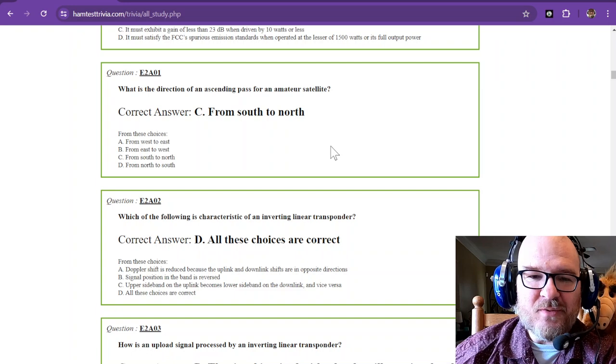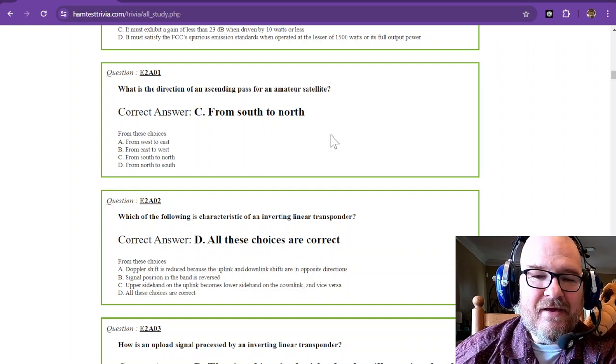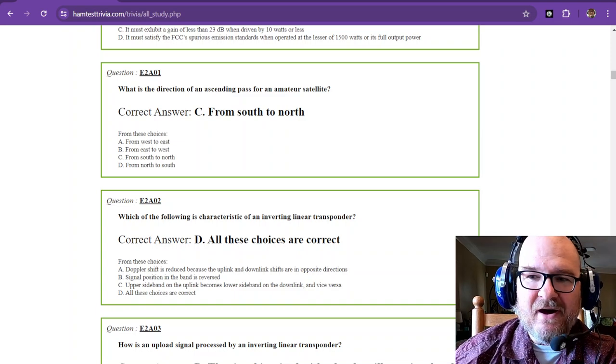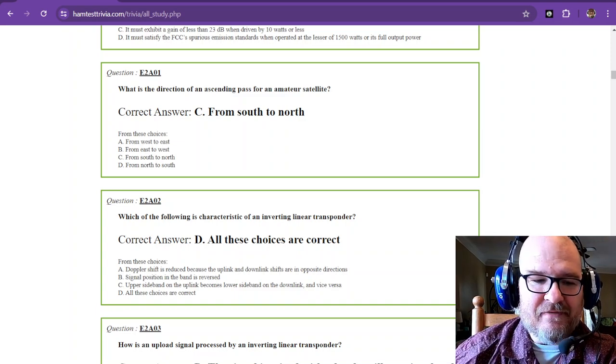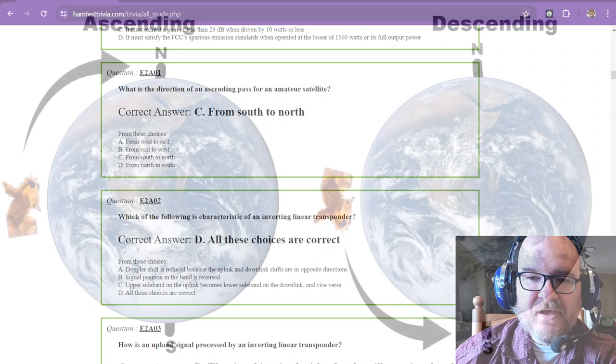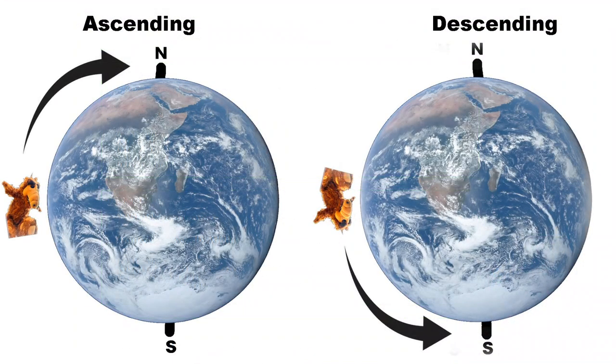What is the direction of ascending pass for an amateur satellite? And that is from north to south. And looking at this image right here, you can see that it ascends. It comes up. So that is ascending, and a descending goes from north to south. Thank you, Alf.